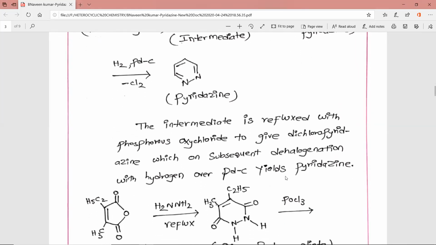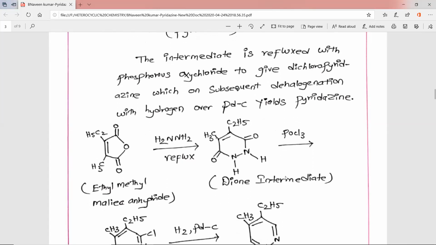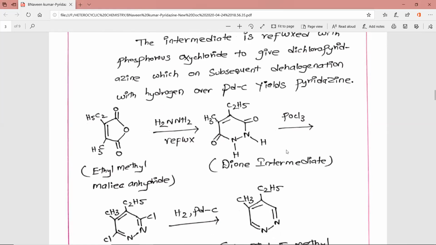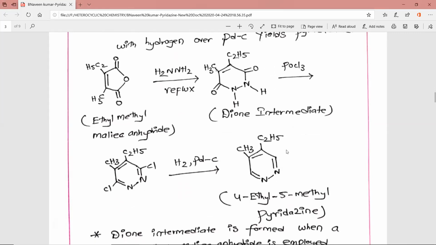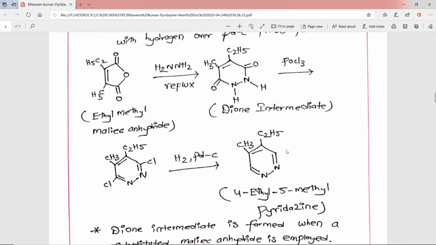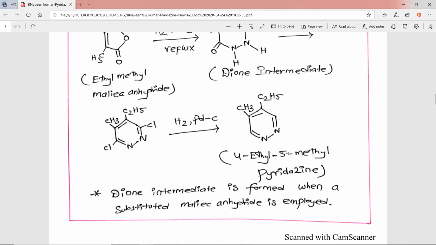So similarly, we can prepare some substituted pyridazines by this method. So this is methyl maleic anhydride reacting with hydrazine. Then the resulting compound is treated with phosphorus oxychloride followed by dehalogenation to form a 4-methyl pyridazine. So here the intermediate formed when a substituted maleic anhydride is employed is called the dione intermediate.